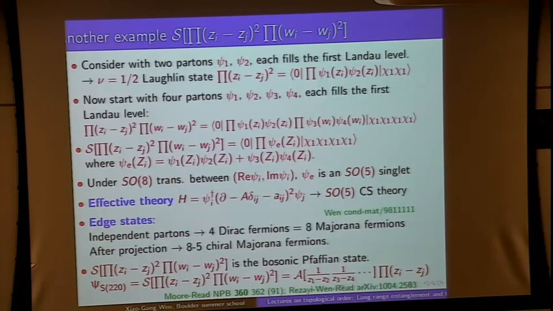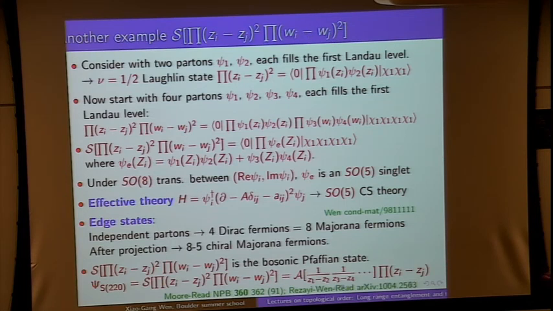And actually, this example we can generalize. One generalization is to consider this wave function. This wave function is like a double layer system. Naively like a double layer. So Z is one layer, W is another layer. In each layer we have a Laughlin wave function. So like a double layer Laughlin wave function.